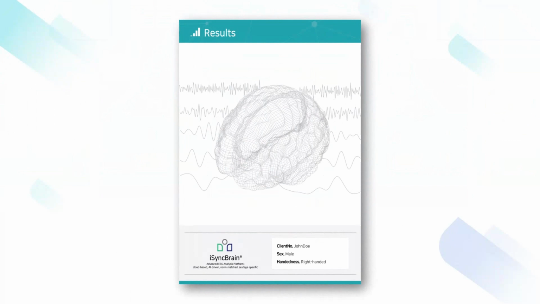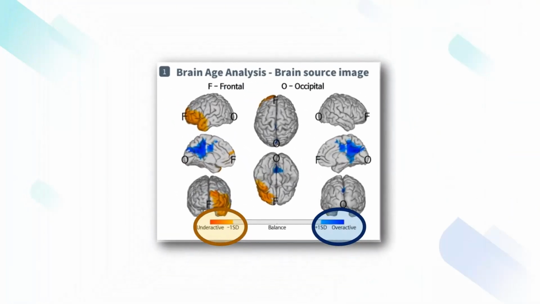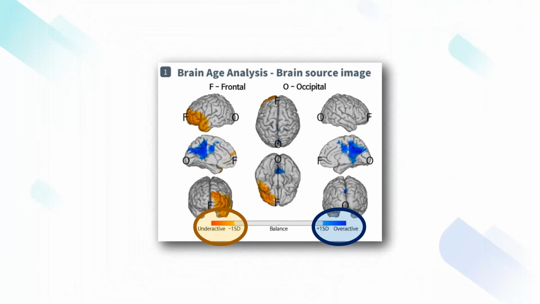So with that background out of the way, let's actually take a look at the iSyncBrain EEG Summary Report, starting with our brain age analysis. This first image is highlighting places that are 1 standard deviation underactive or 1 standard deviation overactive. And again, we're getting this idea of underactivity or overactivity based on that ratio of slow waves to fast waves. So if you have some orange in the scan, that means you have more slow or less fast compared to that normative population. So what does it mean?